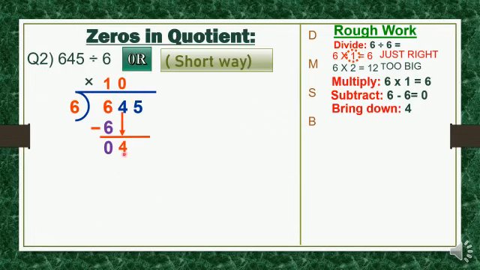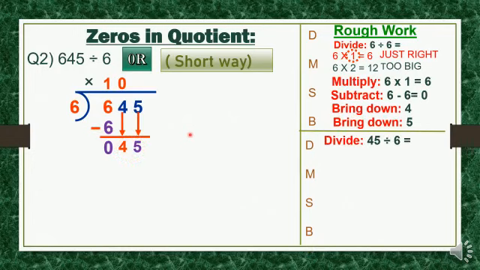We'll just stop here, and then we will just bring down the next number, which is 5. And now the new number becomes 45. So we have to start the steps over again. We have to divide this 45 by 6. Now we will check in the table.